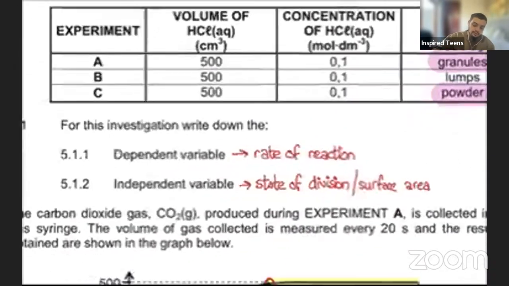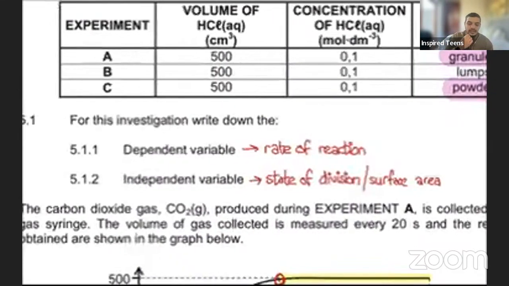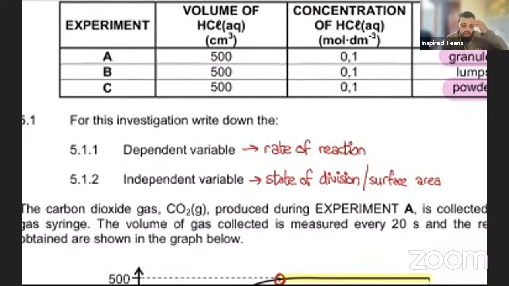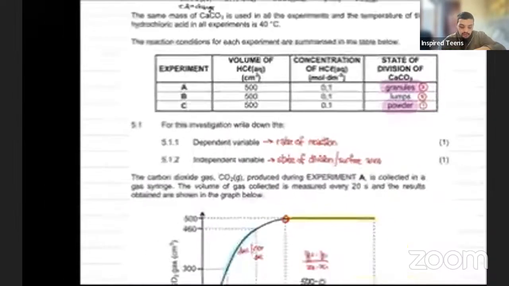Then we discussed for this investigation, write down the dependent variable. We said the rate of reaction. Generally, the dependent variable for all of these is the rate of reaction because that's what's being tested, right? We are changing other things and seeing how they affect the rate of reaction. And the independent variable, the one that's being changed in this instance, was the surface area or the state of division. We use different surface areas.